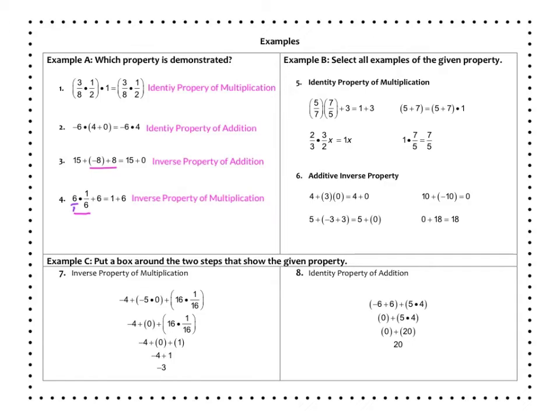Now let's look at example B. Example B says select all the examples of the given property. For number 5, it wants us to find the identity property of multiplication. And number 6, it talks about the additive inverse property. So I want you to try these two on your own. Circle all the ones that you think meet each of the criteria, then press play again to see if you are right.